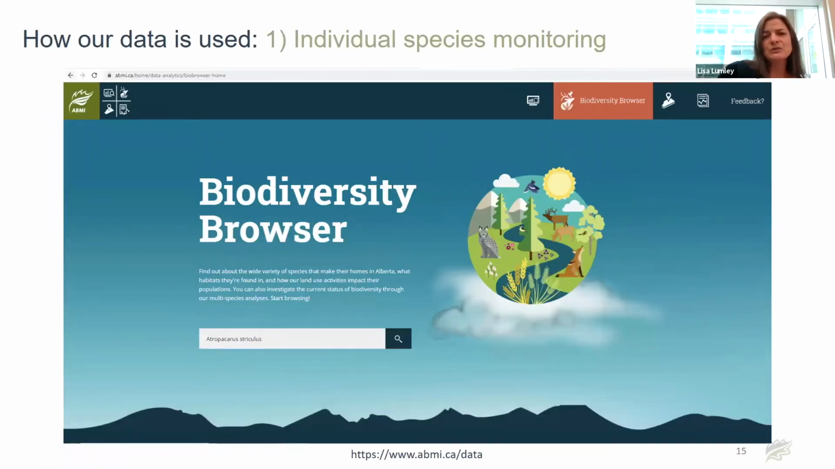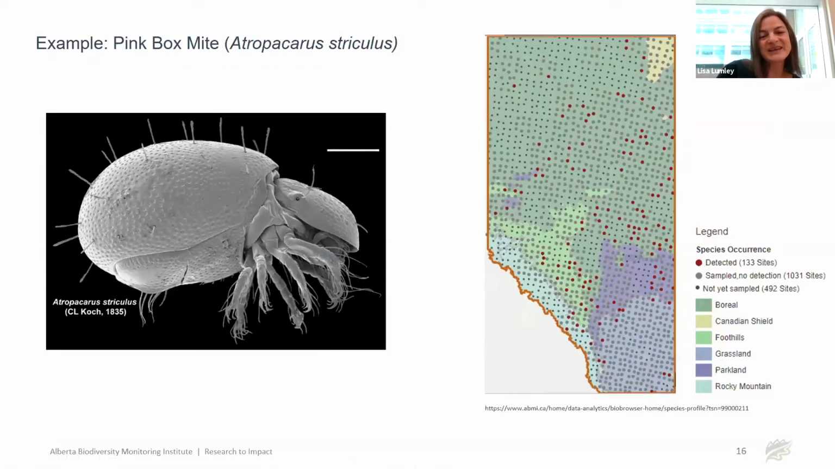So how is our data used? The first is much of the work so far has been looking at individual species, and I wanted to point out the biodiversity browser. This is where you can find a lot of information on each species. So if you type in, for example, Atropacarus striculus, this is the pink box mite. It's normally a pink color when it's not on an SEM. We have the range where we found it so far. These little rust colored dots are where it's been found or collected. The lighter gray, the larger ones, are where we've collected but haven't found it. And then these smaller, tighter circles are where we haven't collected yet.